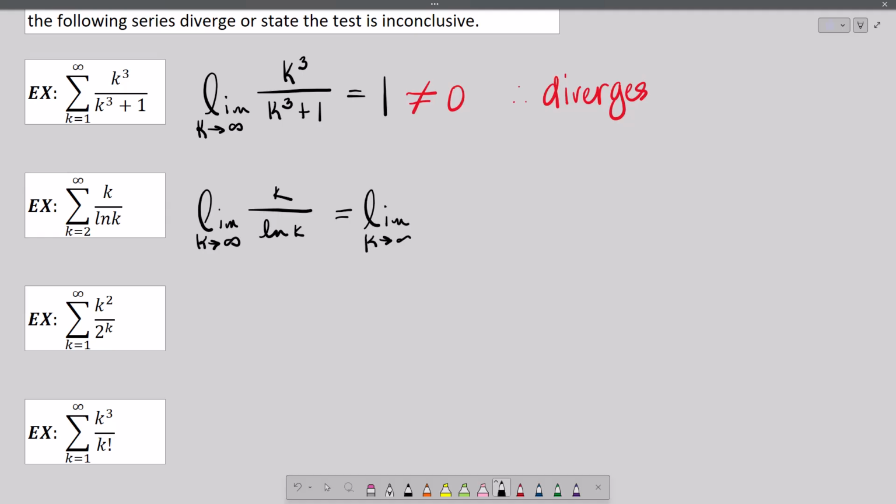So this right now is indeterminate form infinity over infinity, so we can use L'Hopital. We can take the derivative of the numerator, the derivative of the denominator. Let's simplify and then reapply the limit. So limit of k is infinity, so that's not equal to 0, therefore diverges. So if the limit of a sub k is not 0, instant conclusion that the series diverges instantly.